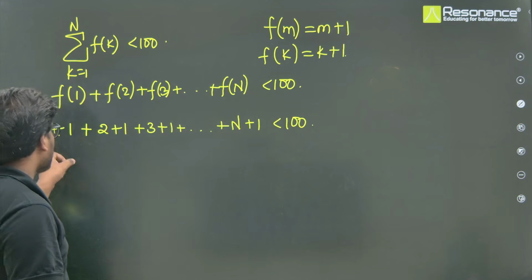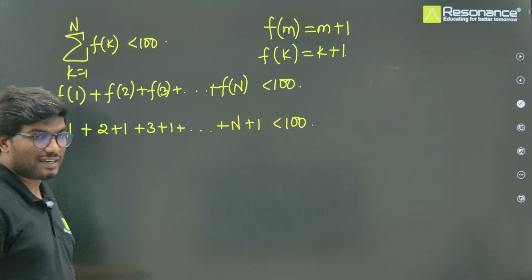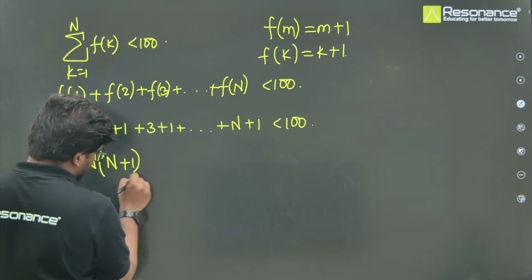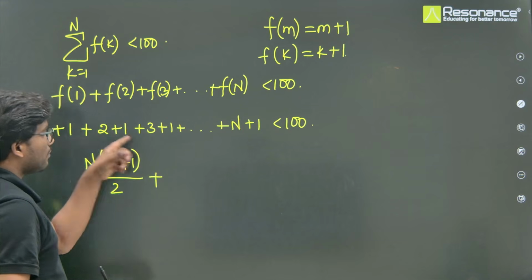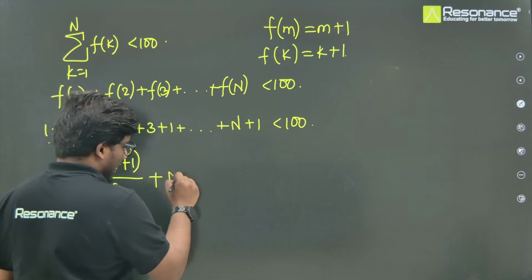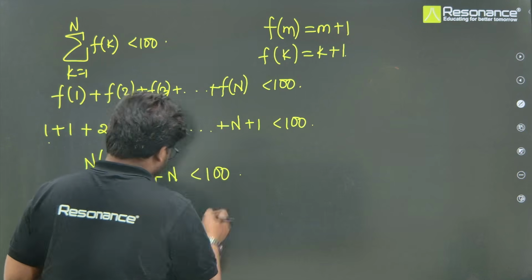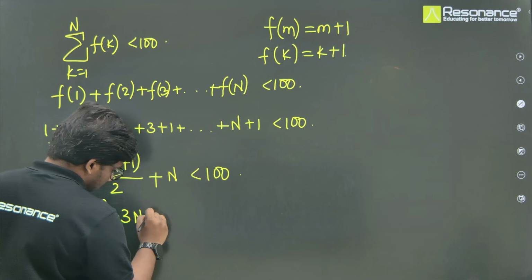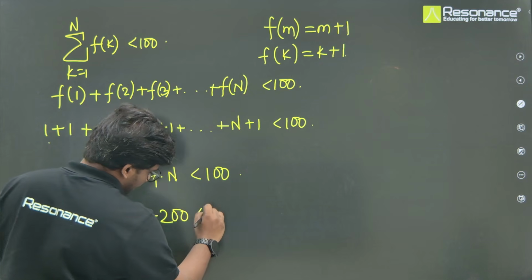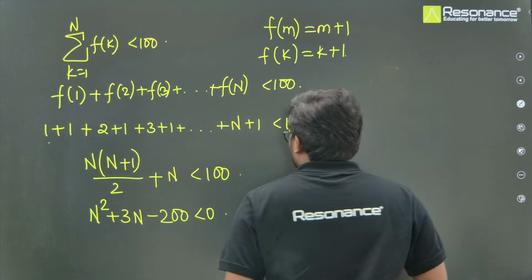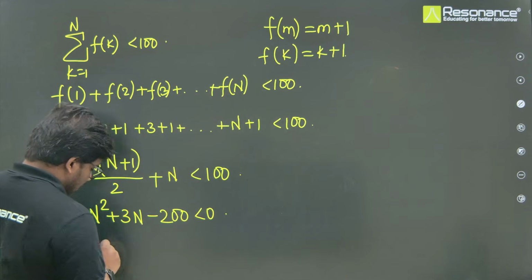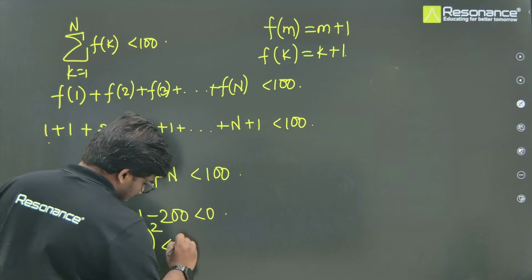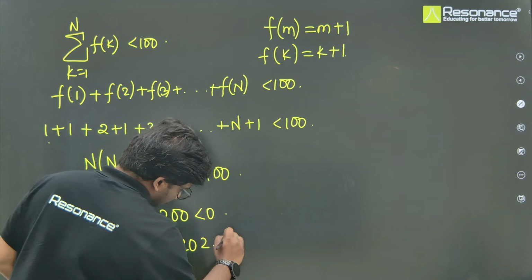Now what do we have here? 1 plus 2 plus 3 and so on up to n, which is the sum of the first n natural numbers, so n into n plus 1 by 2, plus there are n ones, right? So that is less than 100. So it just became n square plus 3n minus 200 less than 0. Or you could also write it as n plus 3 by 2 whole square is less than 202.25.